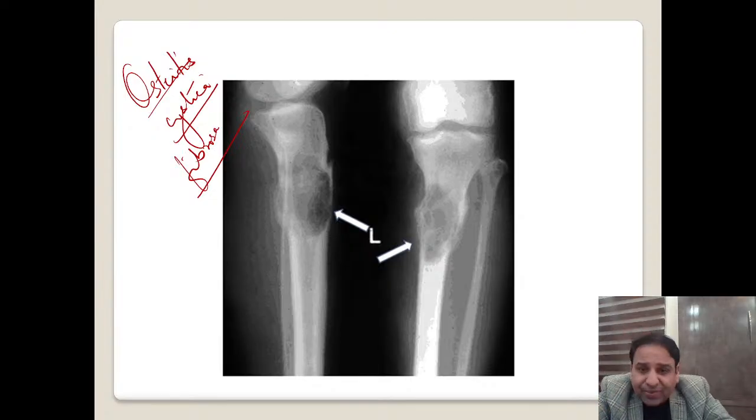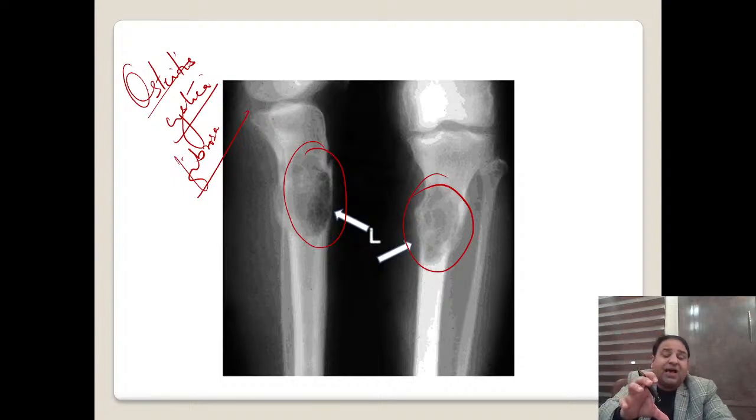Because of decreased calcium levels, we have osteolytic areas in the bone. Now these osteolytic areas in the bone appear like cysts, but they are not cysts. They just appear like cysts because of osteolytic changes, osteoclastic activity, right? So such cyst-like areas in the long bones in a patient of hyperparathyroidism are called osteitis cystica fibrosa.